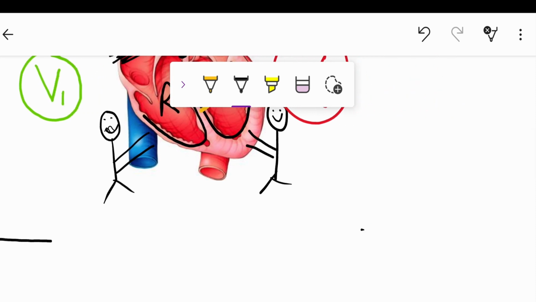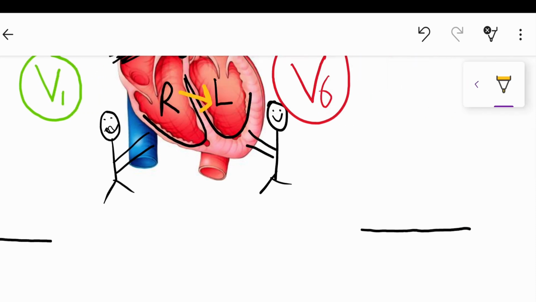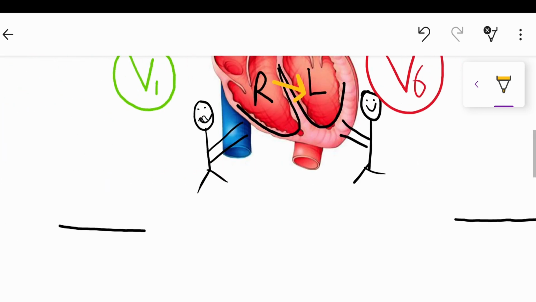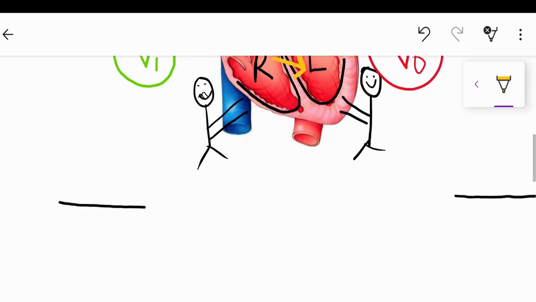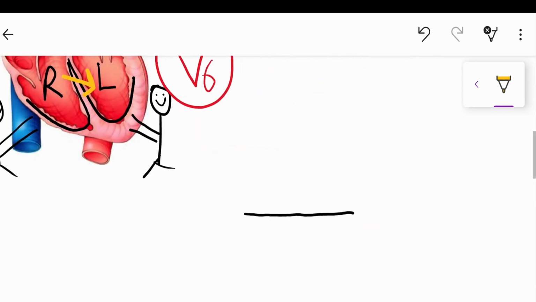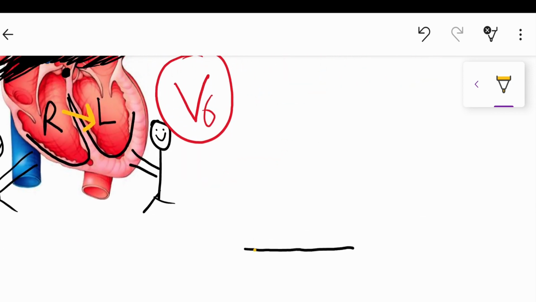All right, so let's get our waves on the screen. Here's our isoelectric, here's our isoelectric. This is V1, this is V6. Now, we have a right to left movement. What's that going to mean for V1? Negative deflection first. So we're going to get this negative deflection here. Okay. What's going to happen here? We're going to get a positive deflection here.